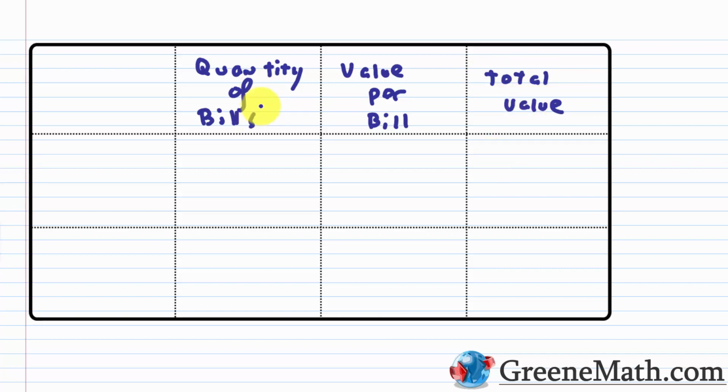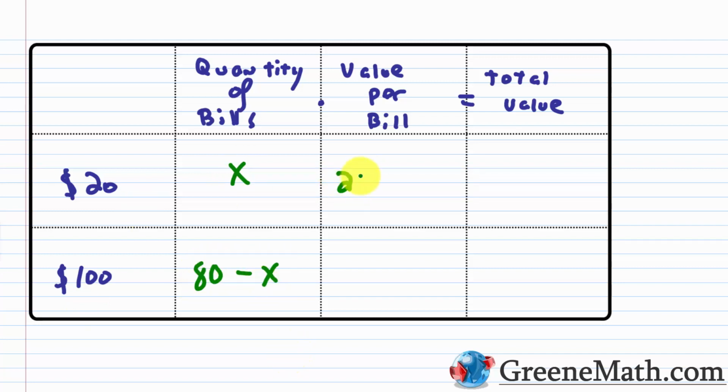If I take the quantity of bills times the value per bill, I will get the total value. So here I'm going to have my $20 bills, and here my $100 bills. The quantity of bills for 20s, we represented with x. The quantity of bills for hundreds, we represented with 80 minus x. The value per bill for a 20 we know is 20, and the value per bill for 100 is 100. And we just multiply across.